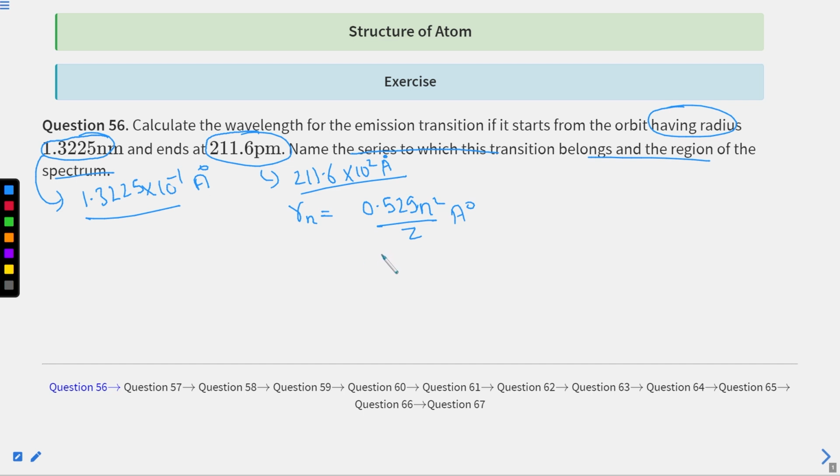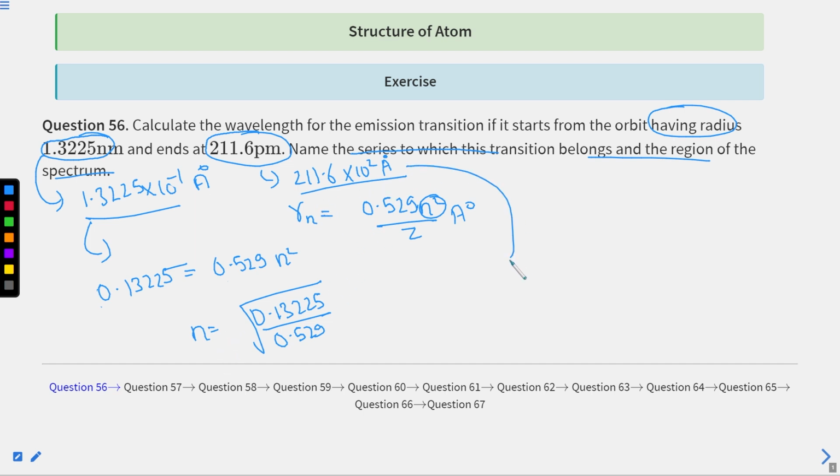Now we will calculate the n for both of these values. So we can write 0.13225 equals 0.529 n square by z. What would be the value of z here? Suppose we are taking hydrogen, so z is 1. That would give us n as root under 0.13225 by 0.529, which gives one of the radii.